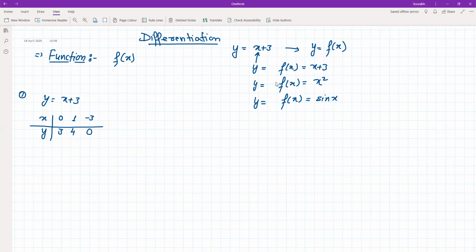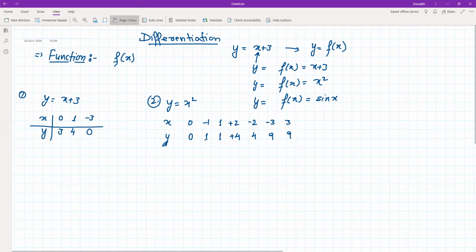And same way, suppose second example was what? y is equals to x square. So for values of x, you will get some values of y. So now, if x is 0, y is 0. If x is minus 1, y is 1. If x is plus 1, y is 1. If x is plus 2, y is plus 4. If it is minus 2, y is still plus 4. If it is minus 3, this is 9. If it is 3, still it is 9. So these are two different functions.